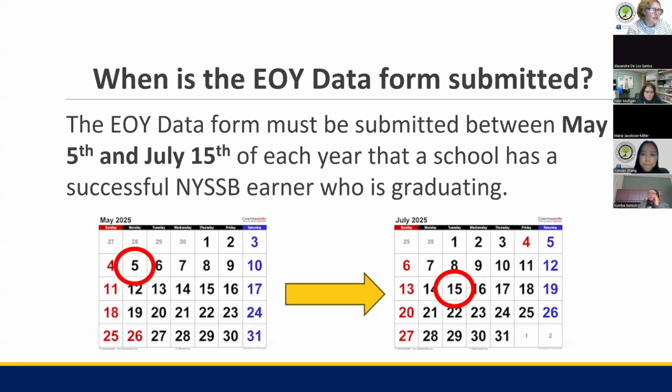All right. So when is the end of year data form submitted? It used to be that we had a hard and fast deadline to submit the form, and we really like to be responsive to schools. And we heard back that that just didn't work for all of the schools. So a few years ago, we instituted instead a window during which schools needed to submit this form. And that window is May 5th through July 15th. You can submit that form at any time during that window that will work for you.